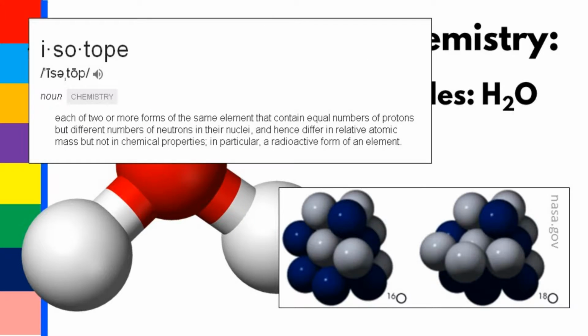Now, if isotope is a word you've forgotten from a long-ago chemistry class, let's be clear here. An isotope is each of 2 or more forms of the same element that contain equal numbers of protons but different numbers of neutrons in their nuclei, and hence differ in relative atomic mass but not in their chemical properties. In particular, it's often a radioactive form of the element, although in the particular case we're looking at now, it's not generally a radioactive thing.